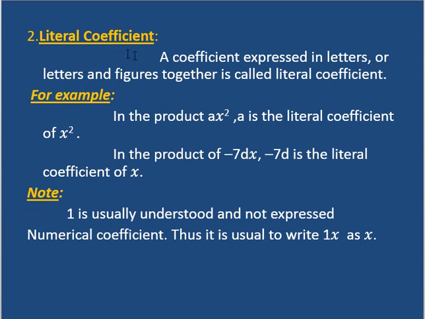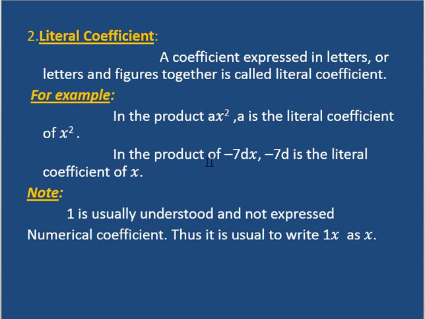Literal coefficient. A coefficient expressed in letters or letters and figures together is called literal coefficient. For example, in the product ax square, a is the literal coefficient of x square. Here a is coefficient of x square.